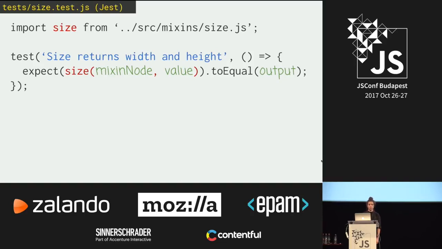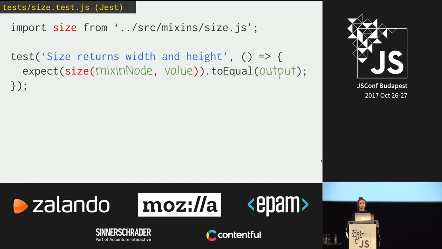You start by importing the size. Then you have a test function. Here I'm using Jest. Jest is a test framework built by Facebook, but you can use whatever you want. Then in your test function, you give it a description: size returns a width and a height. Then you expect the size that receives a mixin node and a value to equal an output.